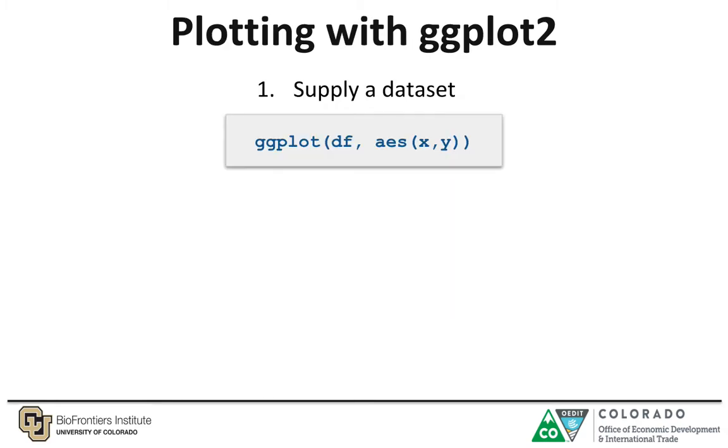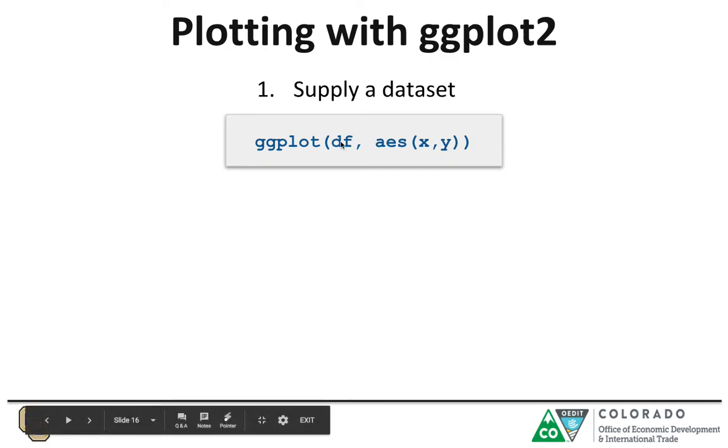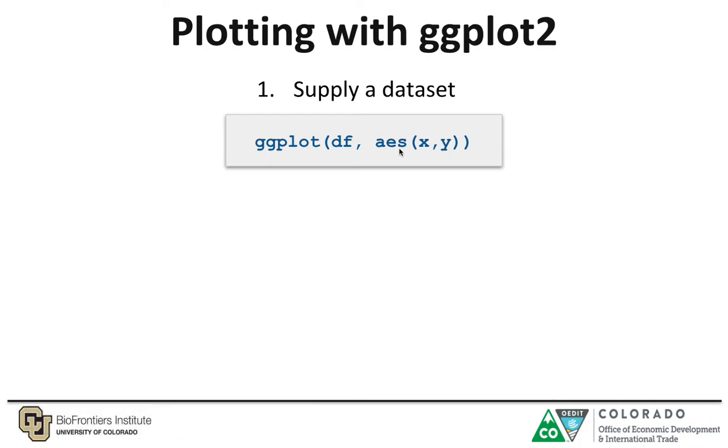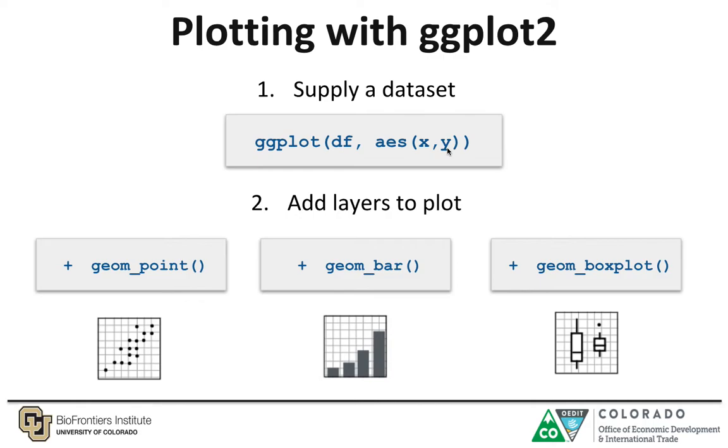When plotting with ggplot2, you first supply ggplot2 with your dataset. To do so, you say ggplot, and in parentheses the data frame that you're looking at, and specify the aesthetics. Within aesthetics, you specify what your x-axis is as well as what your y-axis is. Once you have your dataset selected, you can then add layers to the plot. The layers designate exactly what plot you want your data to be represented in.